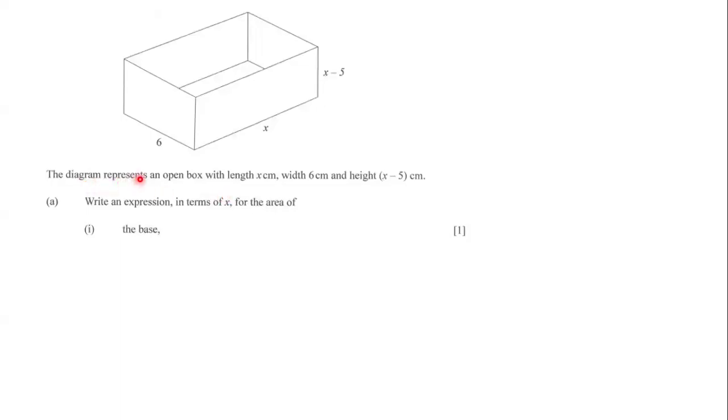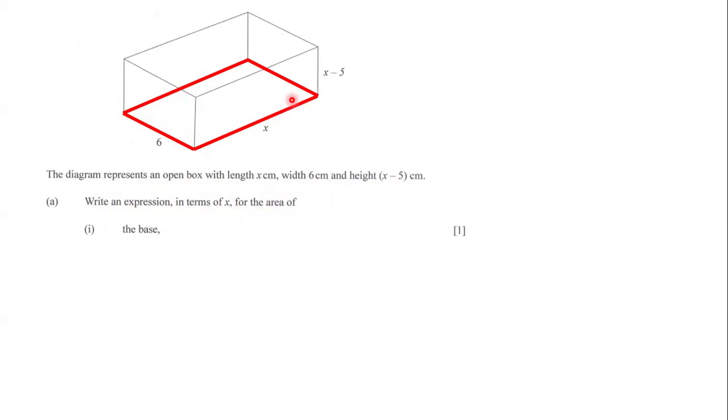The diagram represents an open box with length x centimeters, width 6 centimeters, and height x minus 5 centimeters. Write an expression in terms of x for the area of the base. And so what is the base? Well, let's highlight the base. So here's the base highlighted in red, and it is rectangular in nature.